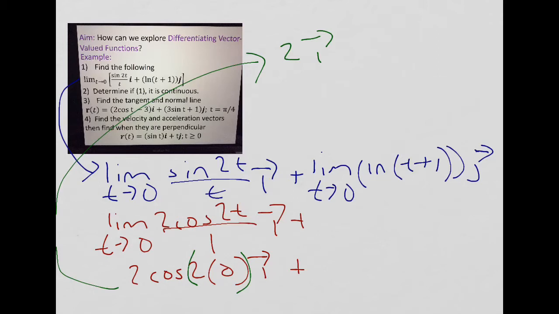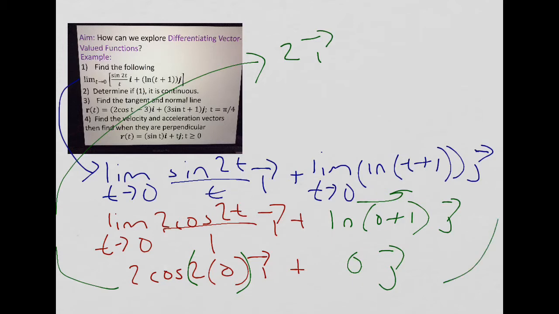Now, over here, I can already do the direct substitution, because it's not the ln of t, where you have a vertical asymptote when t is 0. It is a horizontal shift to the left 1 unit, so we're perfectly fine substituting in 0. And the ln of 1 is 0, so you can write 2i plus 0 vector j, or you can just say that this is our answer for number 1.